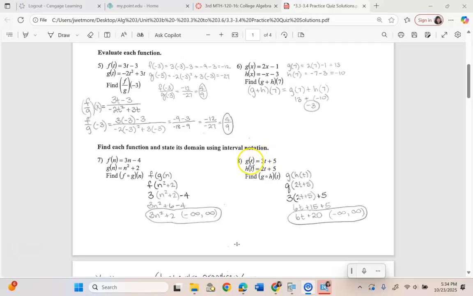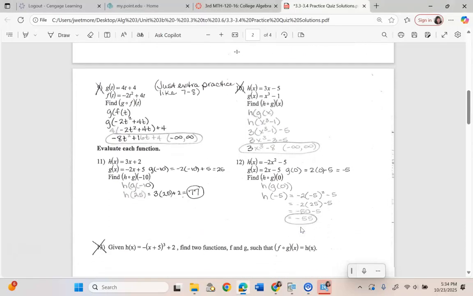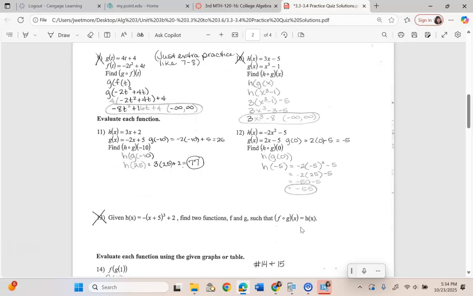So like if you had g of 2, you'd put 2 in for t, right? So if you have g of 2t plus 5, you're just going to put 2t plus 5 right here for t. So we're going to have 3 times 2t plus 5 plus 5. So distribute your 3, and that'll give you 6t plus 15, and then combine your 5 and get 20. And again, this is a polynomial, so all polynomials are going to have a domain of all real numbers.